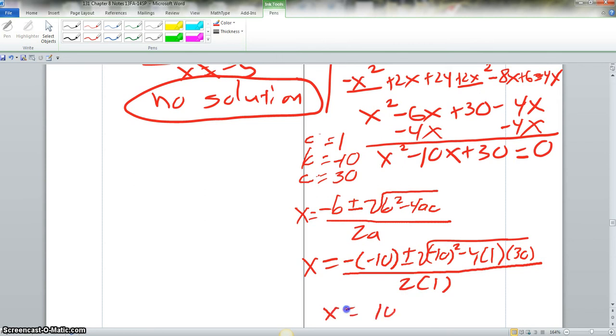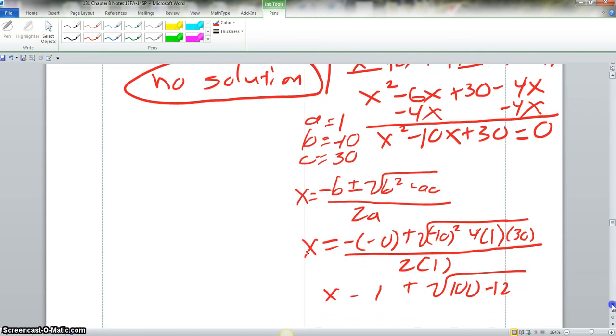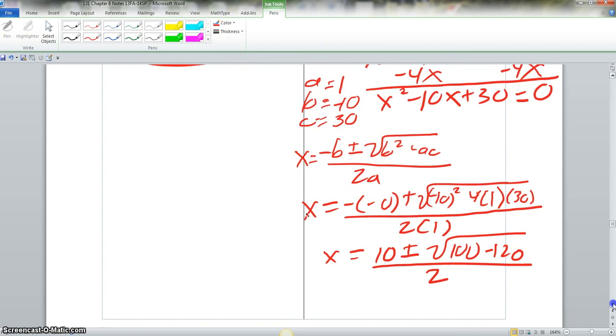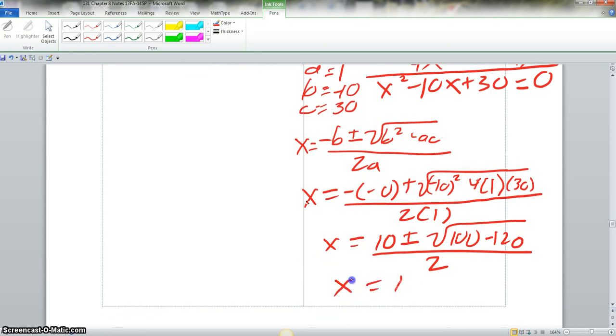So we have x is equal to 10 plus or minus the square root of 100. This is negative 4 times 1, which is a negative 4, times 30, which will give us a minus 120. And that's all over 2. Okay, so now we will have 10 plus or minus the square root of negative 20 all over 2.